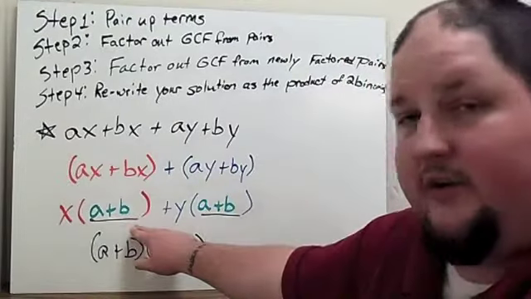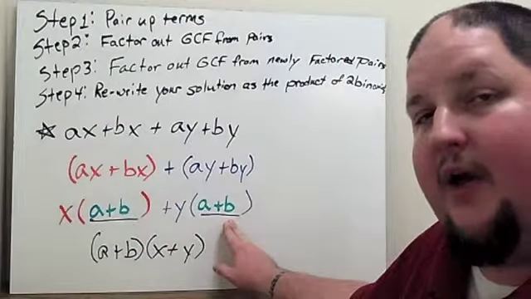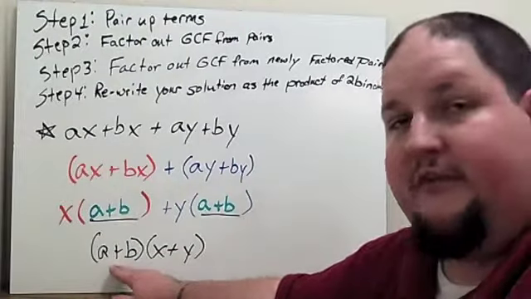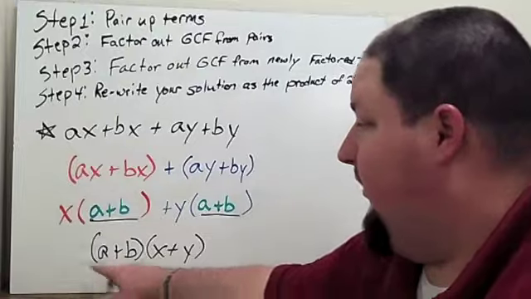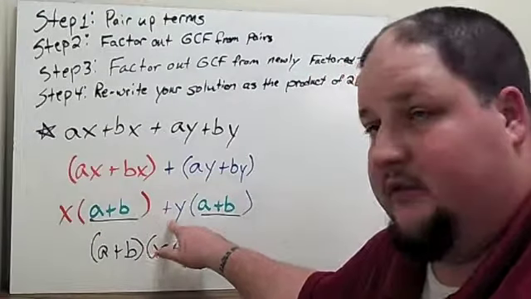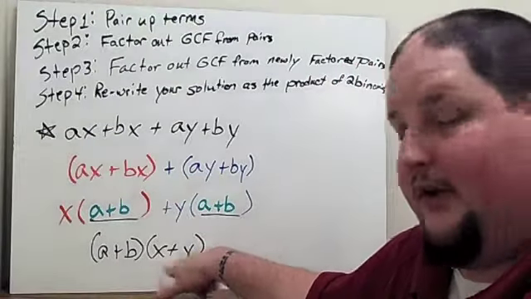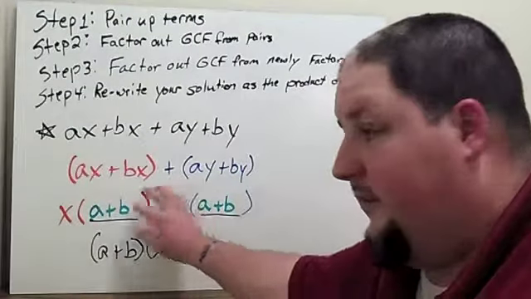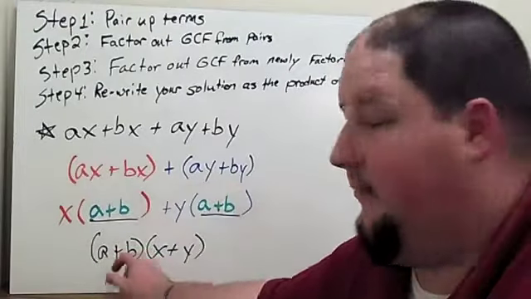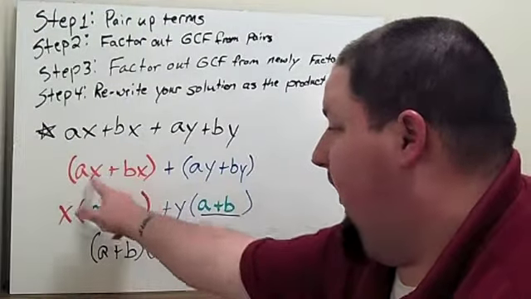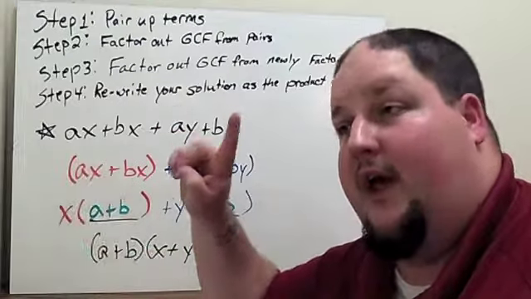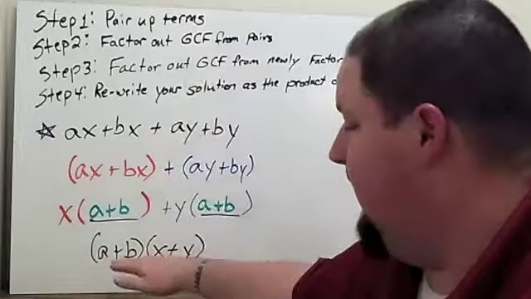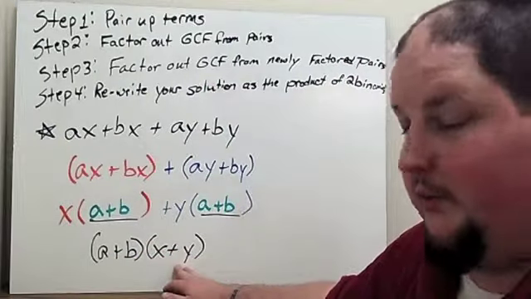So of my newly factored terms, I now have something in common. I'm going to factor out A plus B. So I factor that out. And what I'm left with is X plus Y. Do you see how I got that? A plus B from here. And there's only one of them because it's one from each term. When I factored out the X, even though I took an X from each term, I only took out one X. I didn't take an X from here and an X from here and get 2 X's. I only took one X. So I have A plus B and X plus Y.